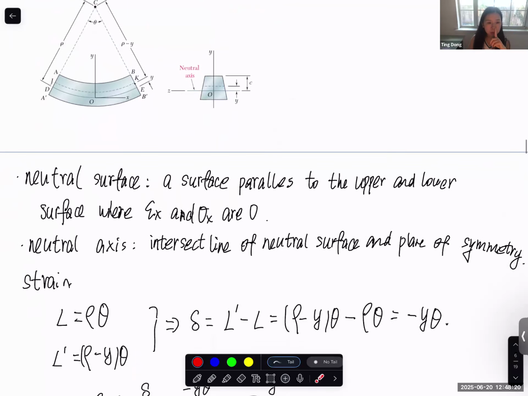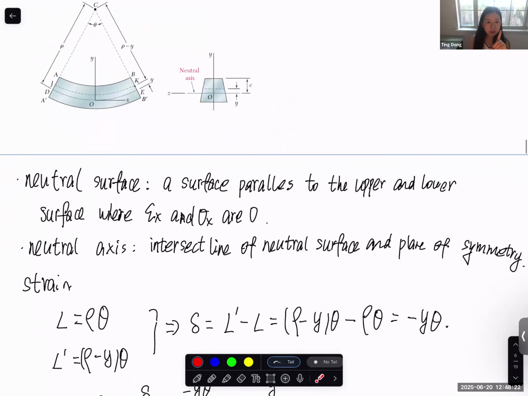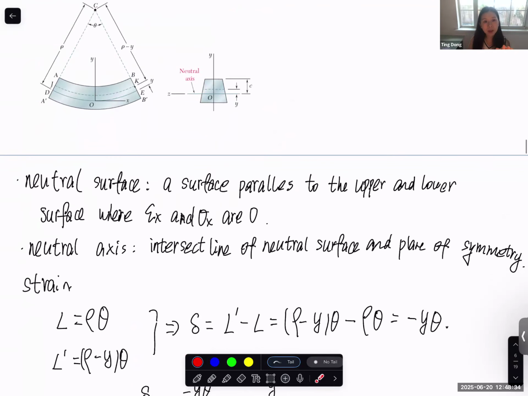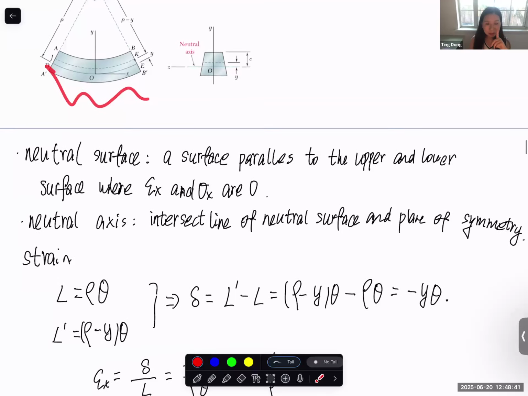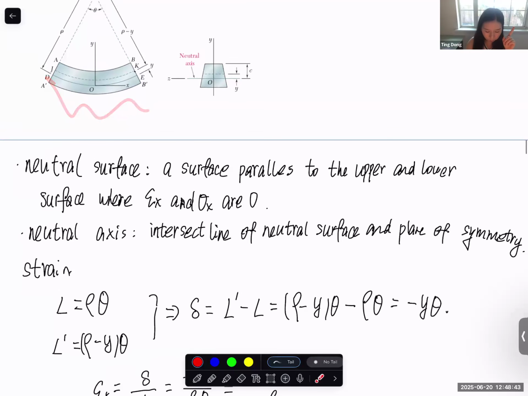So in our pure bending situation, we only have one non-zero stress component, that is sigma x. And we talked about the concept of the neutral surface, where the strain and stress on that specific plane equal 0. Above it, if you bend it in this way, should be compression. Below there should be tension. And the neutral axis can be considered a line: for every cross section you have this point, and connecting this point for all the cross sections, it becomes a line, and that line becomes the neutral axis.